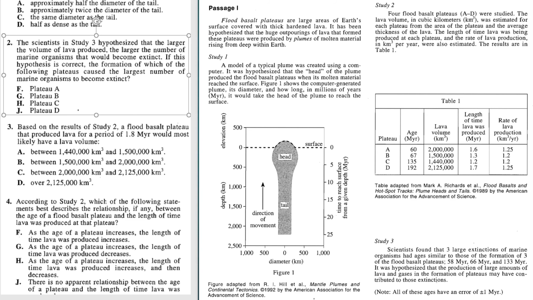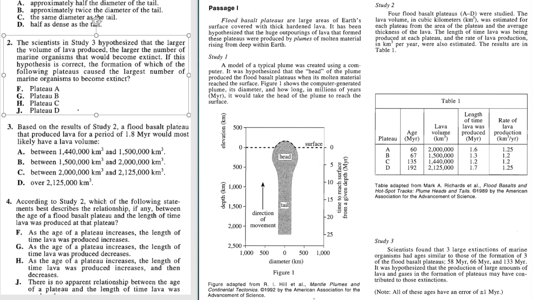All right, so we'll read it. It says, the scientists in study 3 hypothesized that the larger the volume of lava produced, the larger the number of marine organisms that would become extinct. Period. If this hypothesis is correct, the formation of which of the following plateaus caused the largest number of marine organisms to become extinct?